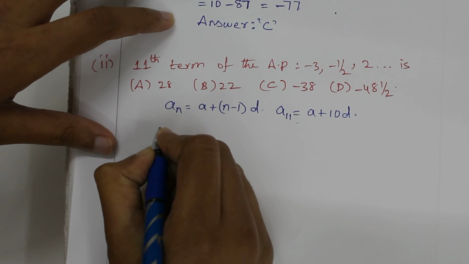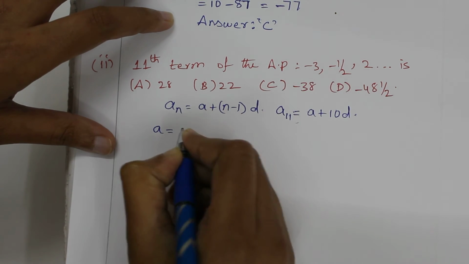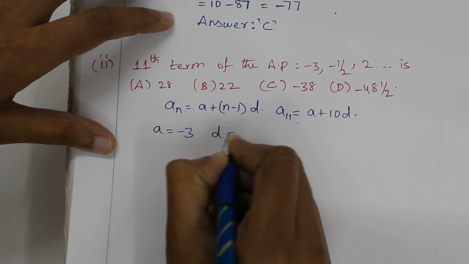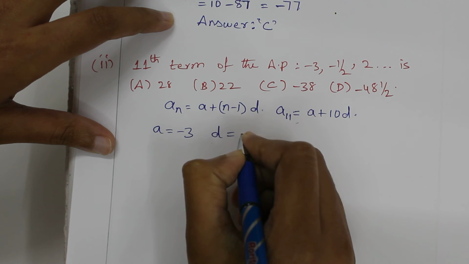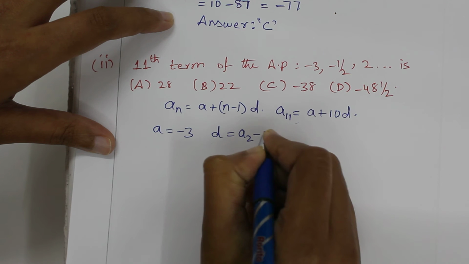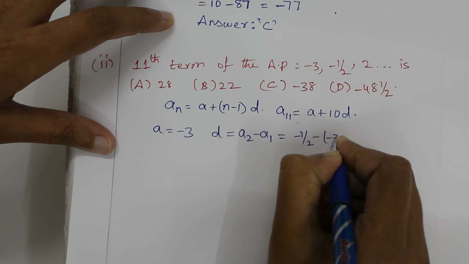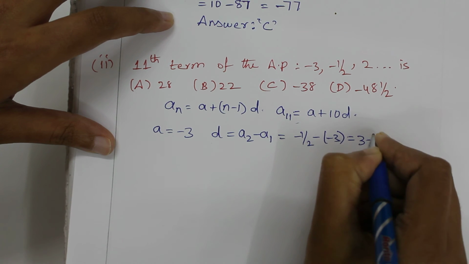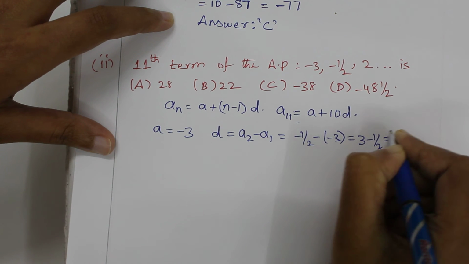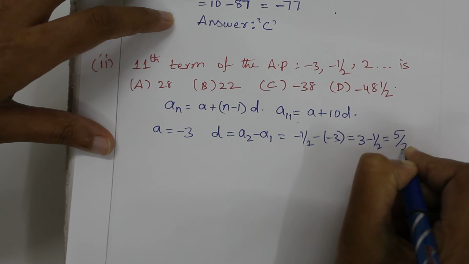Now what is the a value? A is equal to, first term of the AP is minus 3, d is equal to, common difference d is equal to a2 minus a1, that is equal to minus half minus of minus 3, that is equal to 3 minus 1 by 2, that is equal to 6 minus 1, 5 by 2.